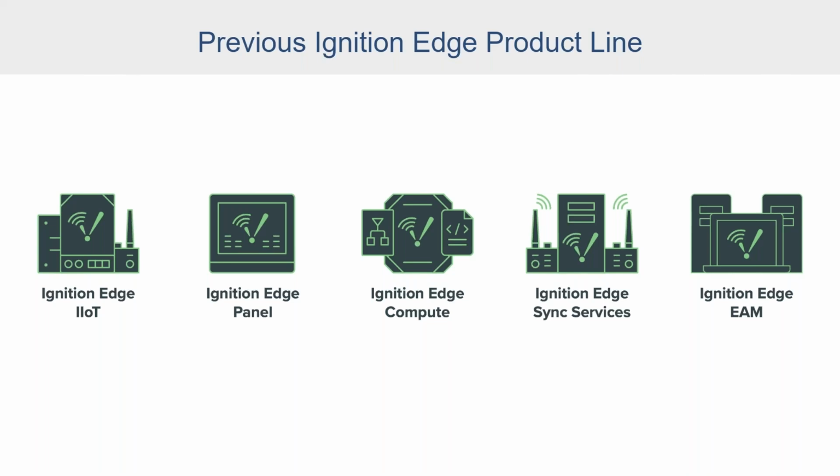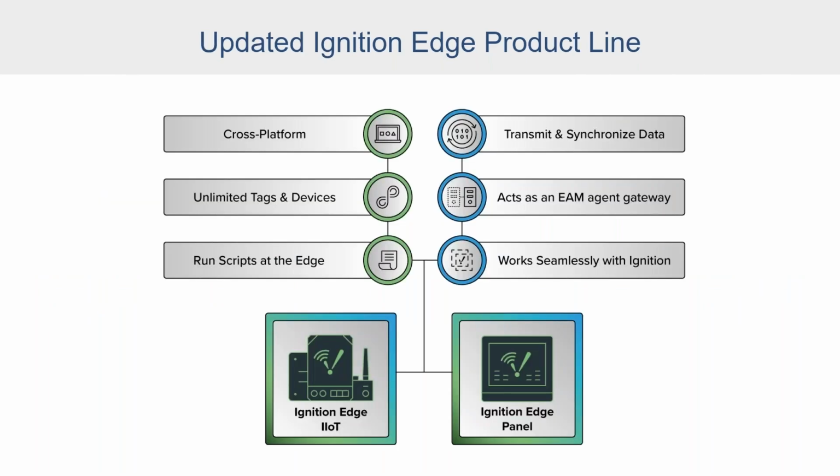And there was a little complexity inherent in that, and having to understand all 5 of these products and which of the 5 you had and which ones you needed for your application. And so we recently simplified Ignition Edge into 2 products. So now we have Ignition Edge IIoT and Ignition Edge Panel.